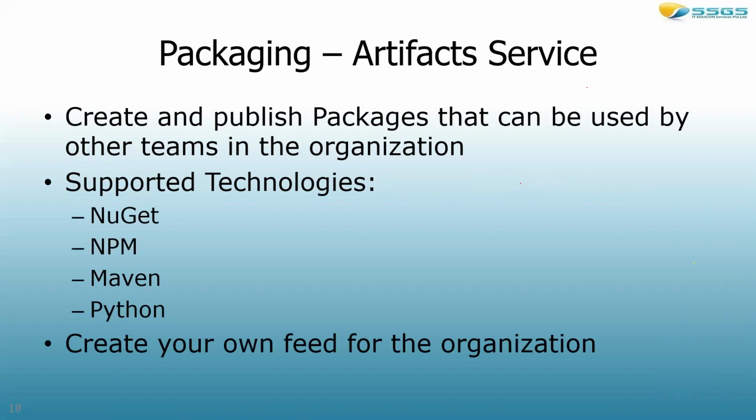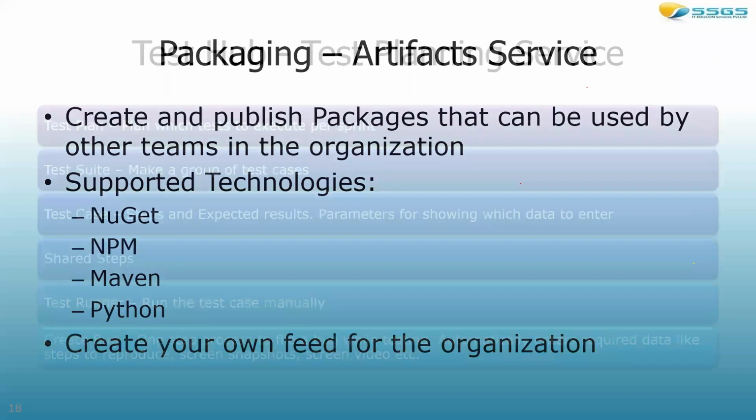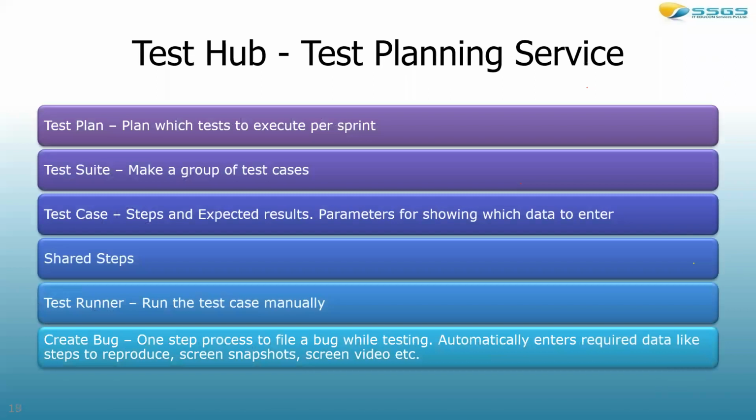There is a service which packages the artifacts. The supported technologies are NuGet, NPM, Maven, Python. Lots of technologies are supported. It in fact creates its own feed, so you don't have to go to nuget.org or the npm server or something like that. Within Azure DevOps itself, it has the feed. It has a test hub for test planning services, like creating the test plan for each sprint, creating test suites and test cases, and running those tests.